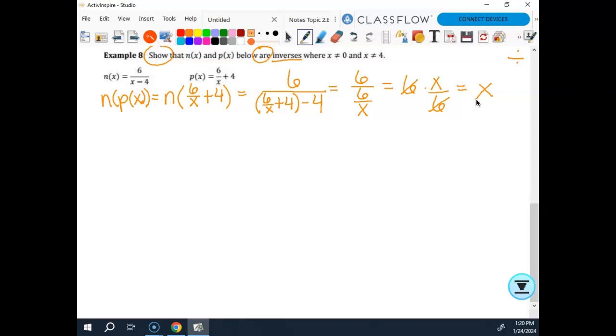I still have an issue, but sometimes people start doing that and they're not canceling them out of the right spot. Don't even worry about overthinking it. Just change it and everything will work out nicely. Okay, we okay with that? All right, so now you're going to do p of n of x. So that's going to be p of 6 over x minus 4. And I'm going to give you a minute for you to work on that on your own.